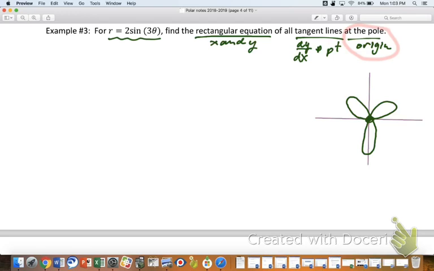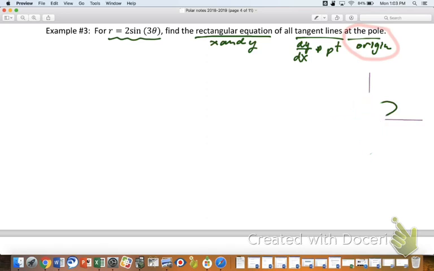Say again? There's 3 angles. It's only 1 point. The origin is just a single point, but there are 3 angles when we're at the origin. What else is true when the graph is actually traced right through the origin?